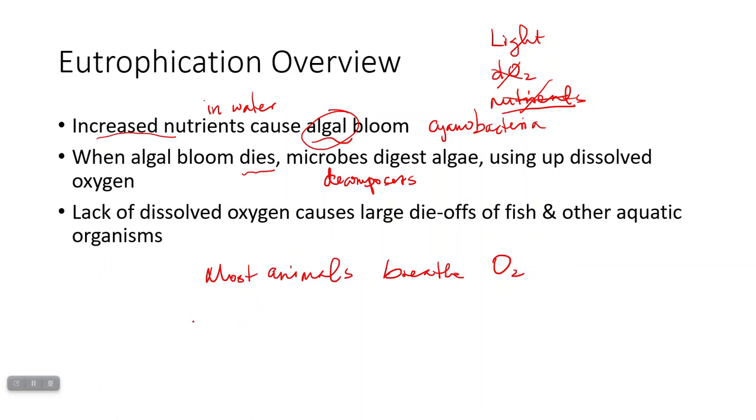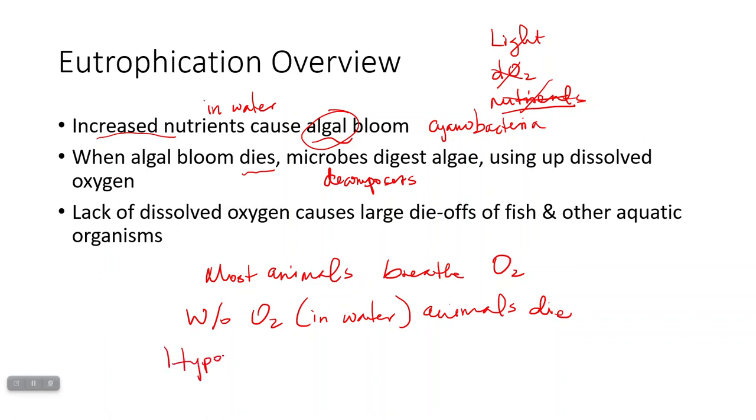If you do not have oxygen, for example, in the water, then animals die. This condition where you don't have oxygen is called hypoxia. And that is what is caused by an algal bloom that decomposes and by eutrophication. So that leads to hypoxic conditions. And that hypoxia kills like all the animal life in the area, or it can kill a lot of the animal life in the area. And that creates what's called a dead zone.